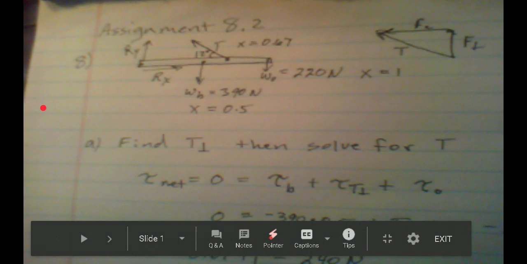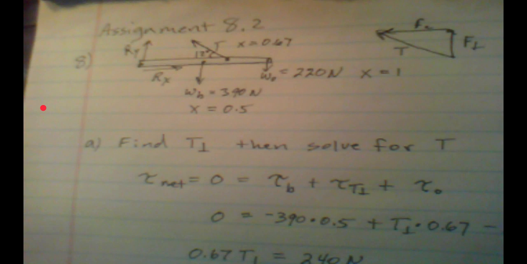So the torque net is going to be equal to 0 because it's in static equilibrium. So that means the sum of all the torques has to equal 0. So we take the torque of the body plus the torque of the perpendicular tension force plus the torque due to the object.